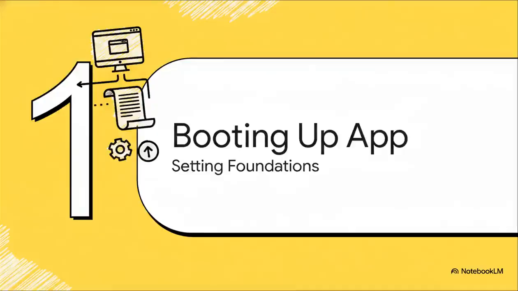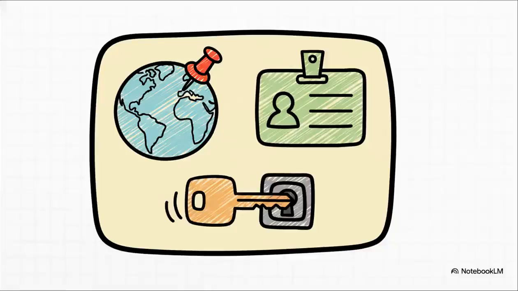All right, section 1, booting up the app. Let's see exactly how this thing gets started. Right when our application boots up, it establishes its foundational state using a few absolutely crucial constants. First up, we have our API URL. This points to JSON placeholder, which is just a fantastic free service we're using to grab some dummy demo data.